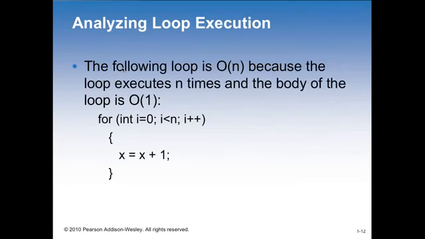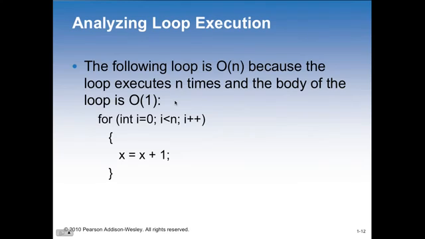If we take the example a little bit further, we have one loop. The following loop is O(n). This is the big O notation, by the way, because the loop executes n times and the body of the loop executes once. So for a typical C++ looking for loop, we can say that's O(n).